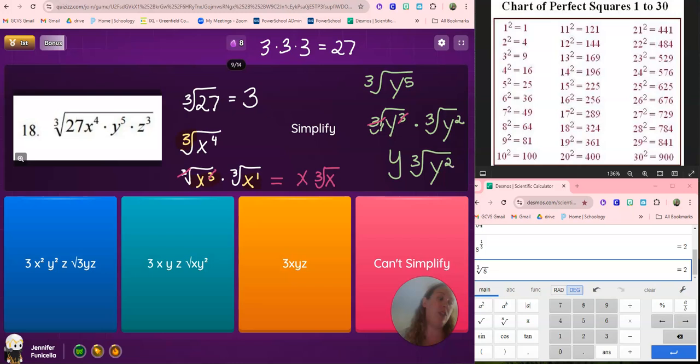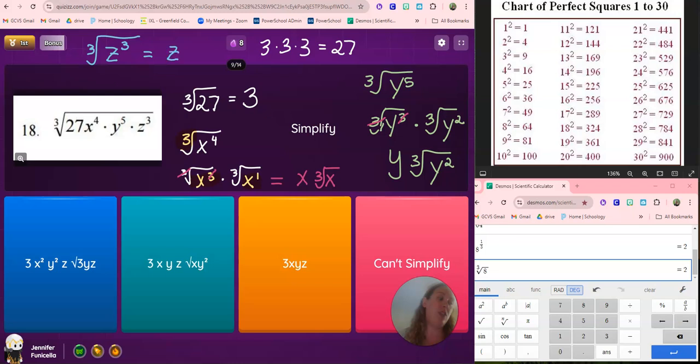And then finally, the last piece we have here on top, the cube root of z cubed, which makes it nice and easy because it's already in a group of 3. We can just cancel that right away. The cube root of z cubed is just z.